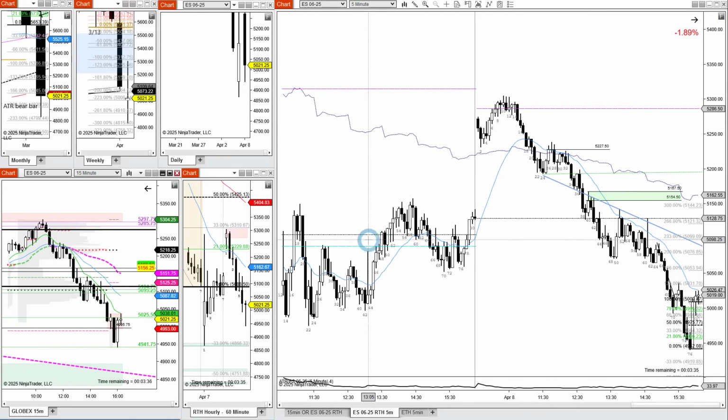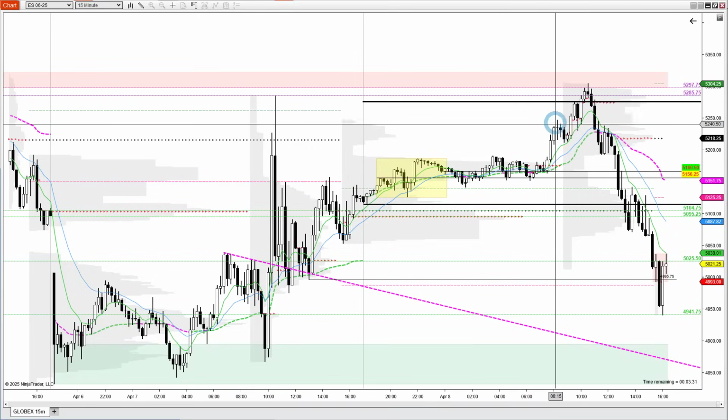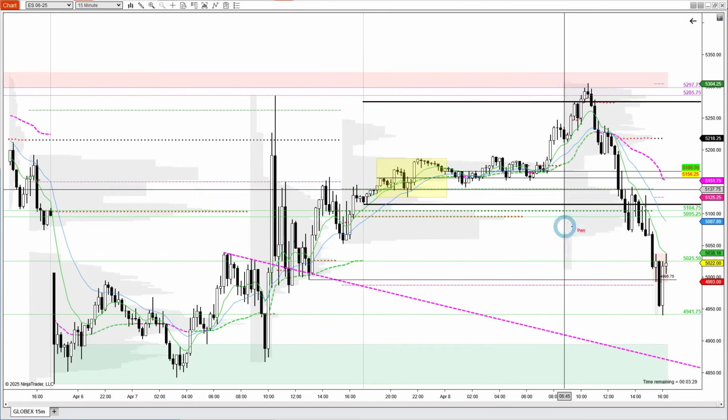So, okay, what I was trying to show is that we have a wedge top. It's a spike, pullback and channel, with 3 pushes. We're going to reverse back down to these levels. And bulls want a double bottom, but instead of making a double bottom at this bar's lows, we ended up breaking. And then we formed a double top bear flag and kept selling.